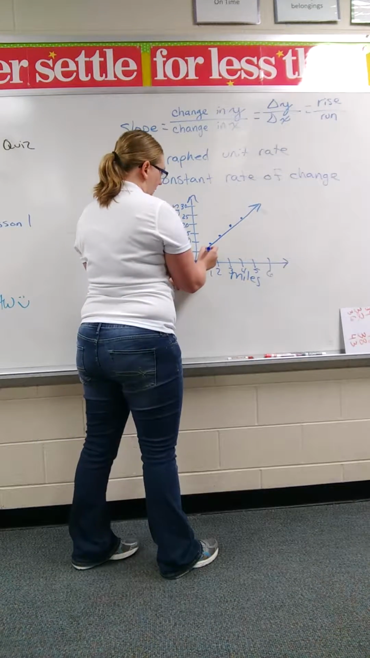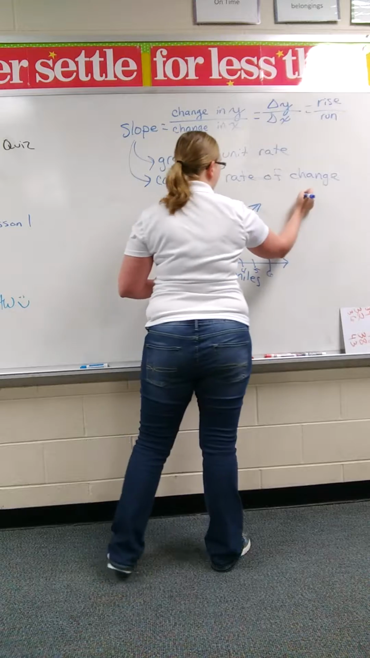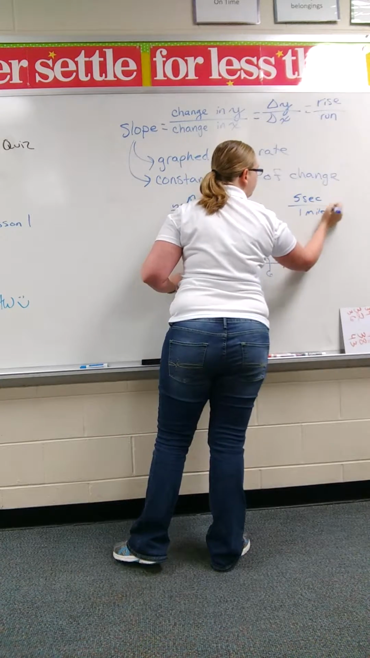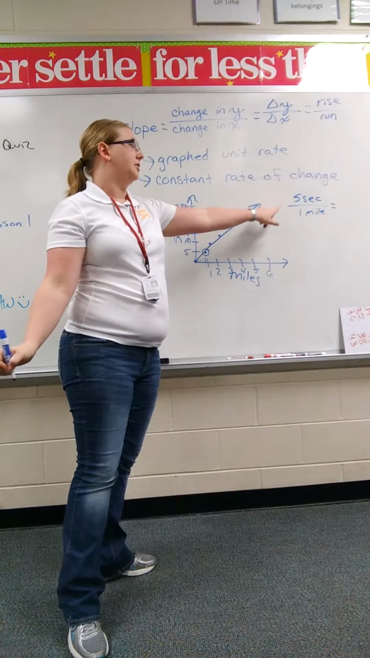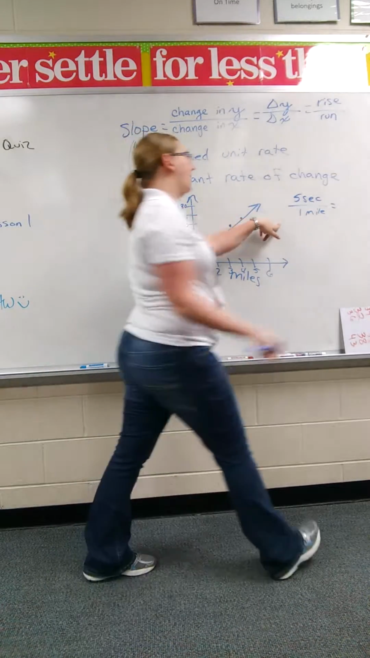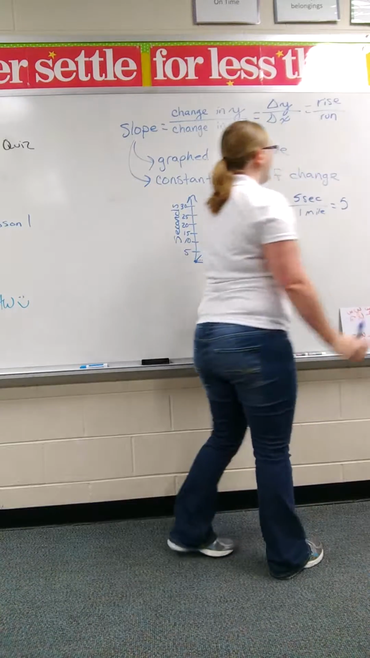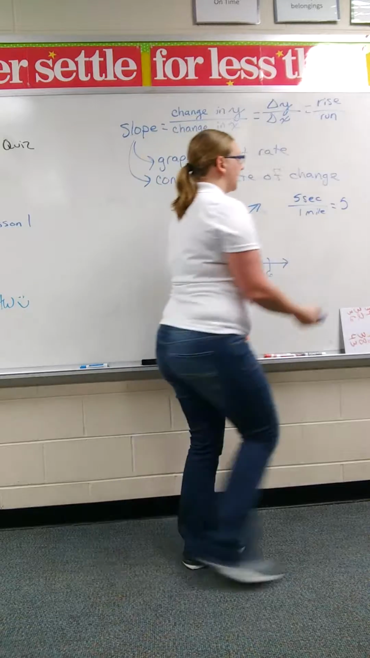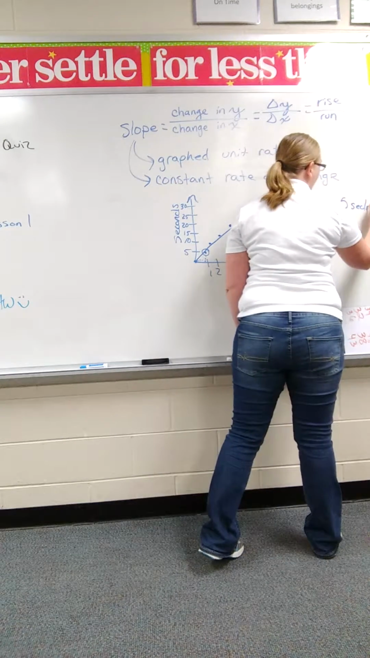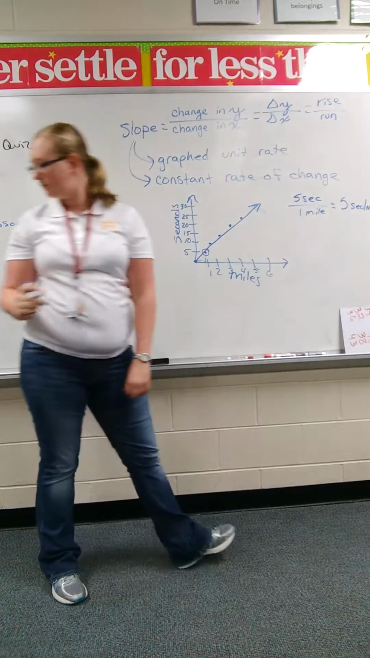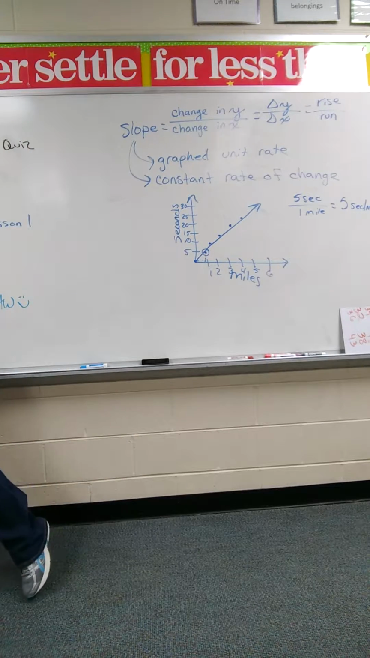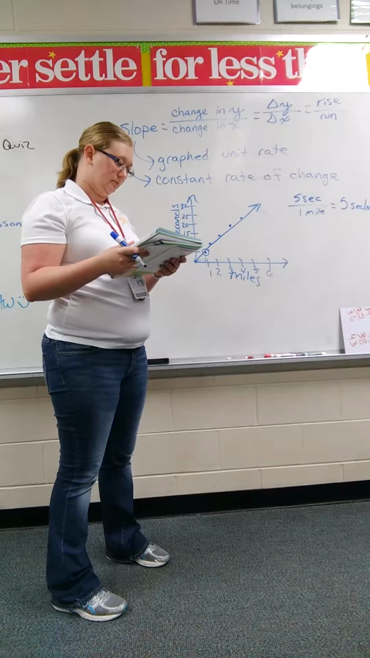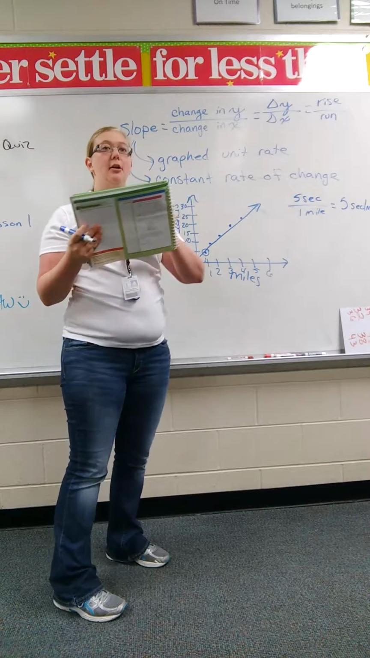Okay, so 5 divided by 1, we're going to use this point right here. 5 seconds over 1 mile. What does 5 divided by 1 give us? 5. What are our units? Seconds per mile. Okay? So, if we have 5 seconds per mile, let's look back at our problem.